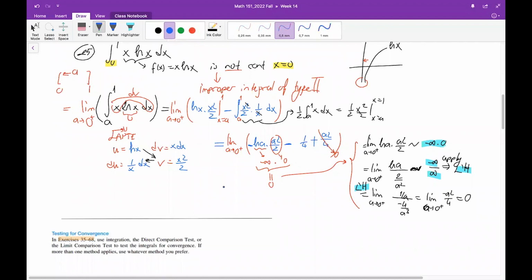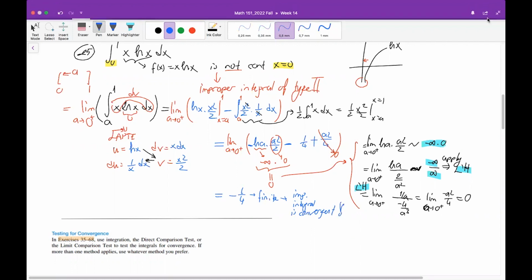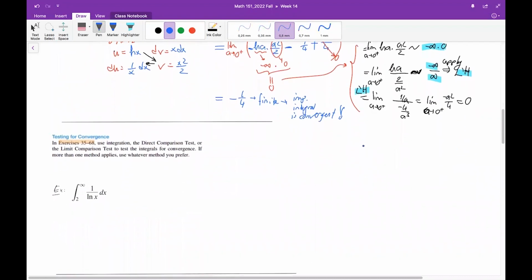Then finally, we can give the result as, I guess, just minus 1 over 4, which shows, okay, let me say this is a finite number, so the given improper integral is convergent. The improper integral is a convergent one, okay? If the result of the limit would be infinite, I would say the improper integral is divergent, right?